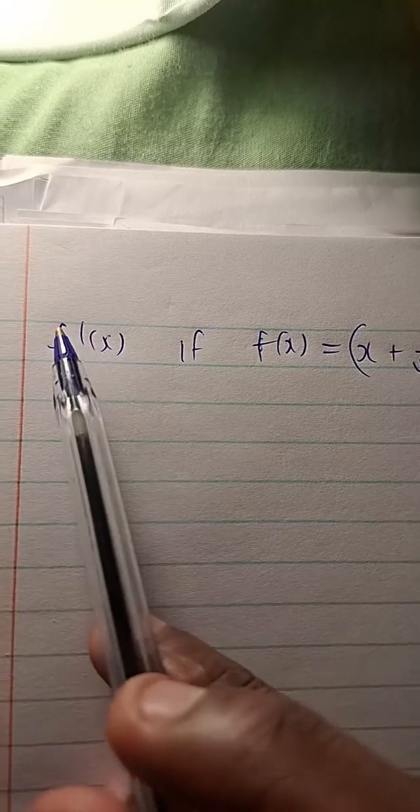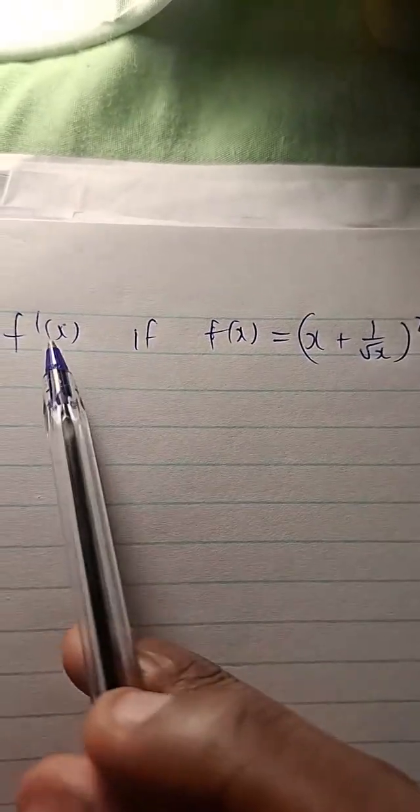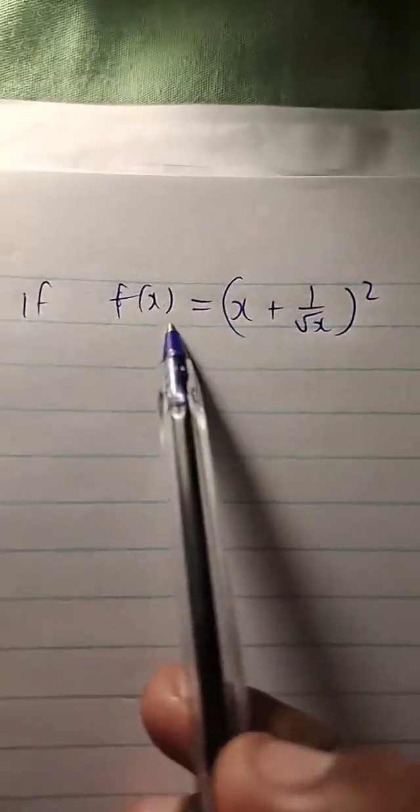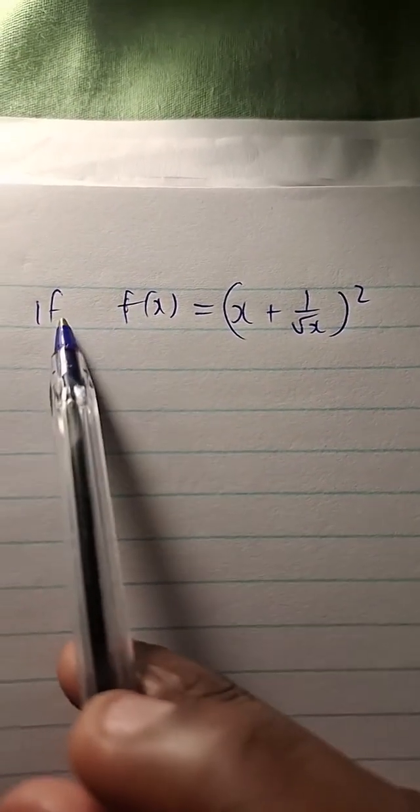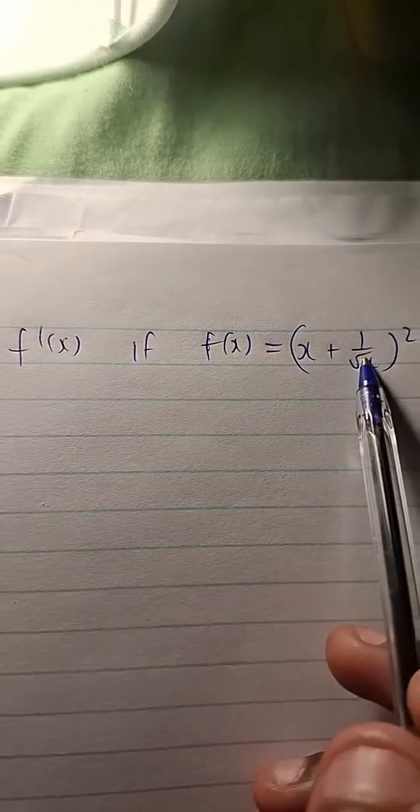Okay, the next question says we need to find f prime of x if f of x is equal to x plus 1 over root x, the whole thing squared, like this. So we need to find f prime x. Once again, this is notation for finding the derivative. This is just different notation. F prime x still means we need to find the derivative of this function.